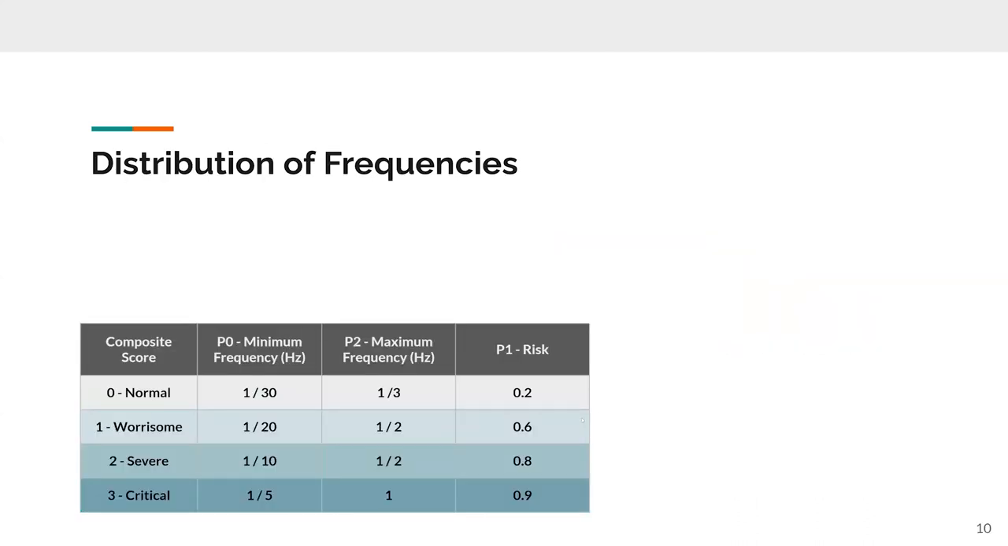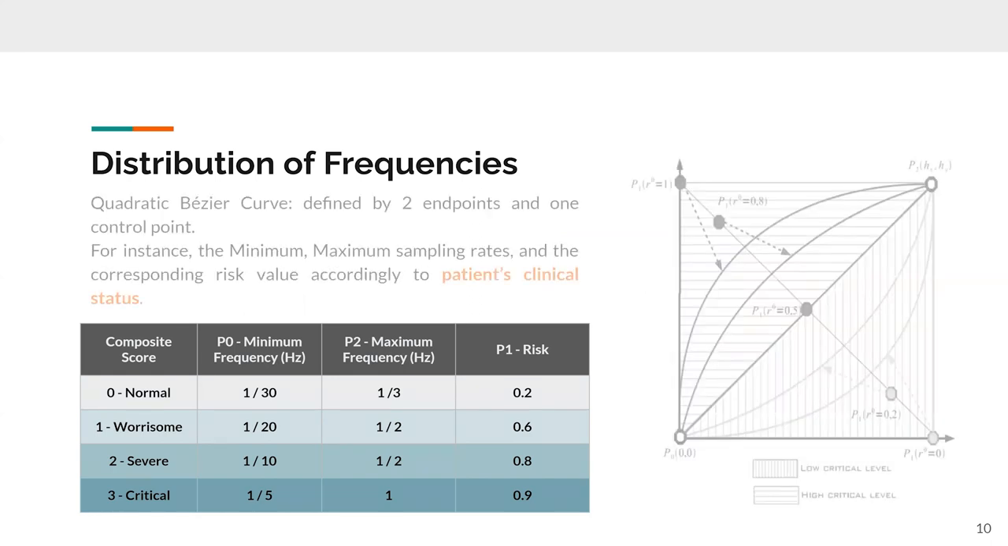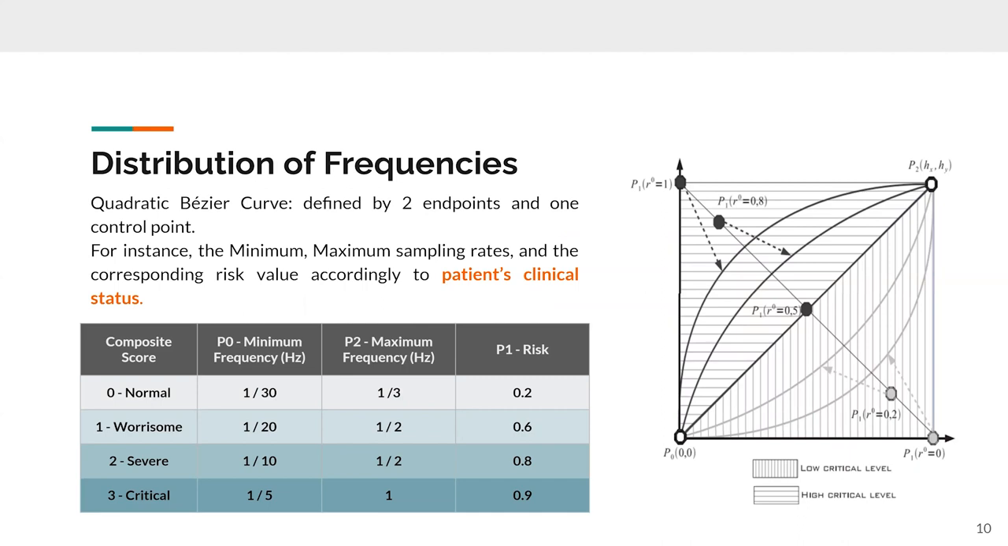So for each composite score, we have a range of frequencies and an associated risk. To set up the sampling frequencies, we use a quadratic Bezier distribution, which is solved by a simple second degree equation and 3 points. P0 is the minimum frequency, P2 is the maximum frequency, and P1 is determined according to the patient's risk. P1 defines the shape of the distribution. Finally, in the x-axis, we have the dissimilarity index to determine the exact frequency to be used in the next period of monitoring.